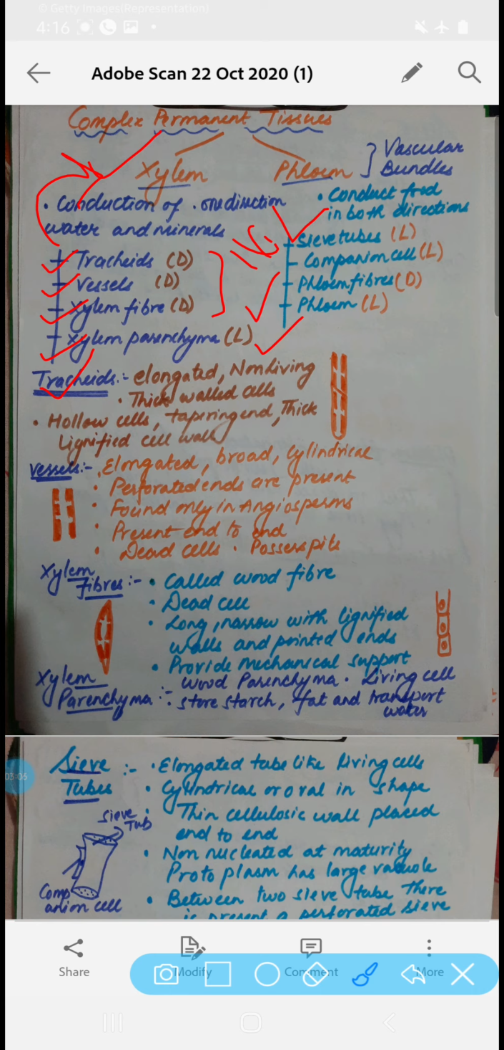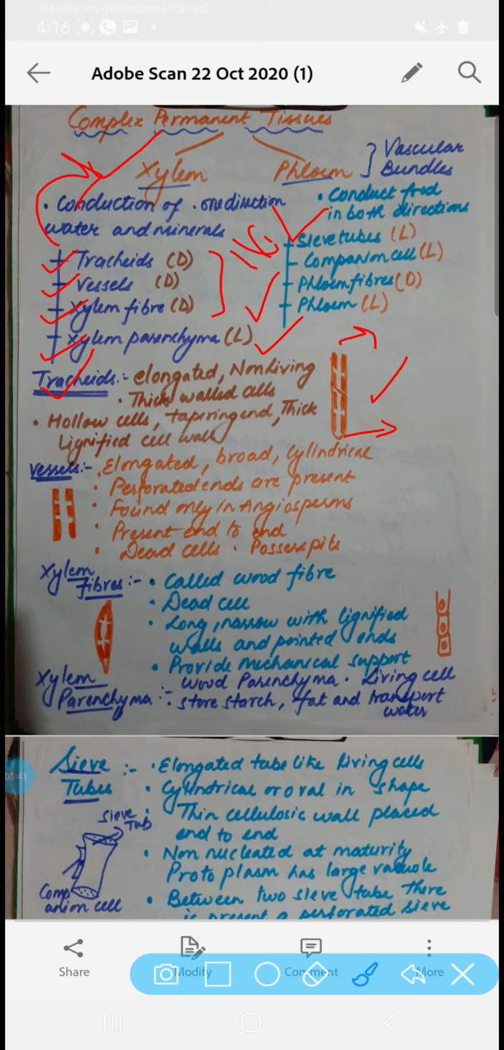So let us begin with the first kind of cells which form the xylem. They are the tracheid cells. Tracheid cells are elongated, as I have shown in the diagram. They are non-living. They have thick walled cells. They are hollow cells. You can see the spaces in between these cells. They have tapering, pointed ends. A thick lignified cell wall is there. So this is the structure of tracheids.